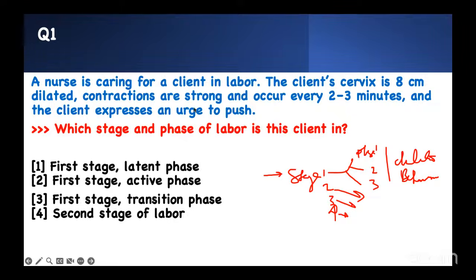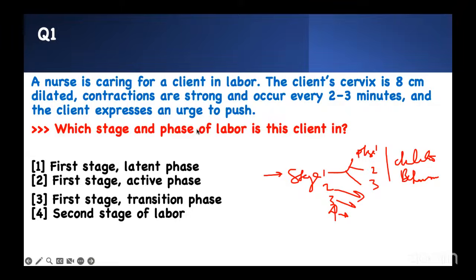So this is just a question to illustrate that. Which stage and phase of labor is this client in? You've got to figure it out. A nurse is caring for a client in labor. The client is about 8 centimeters dilated. Contractions are strong and occur every 2 to 3 minutes. So they're getting closer and they're very strong. And the client expresses an urge to push.